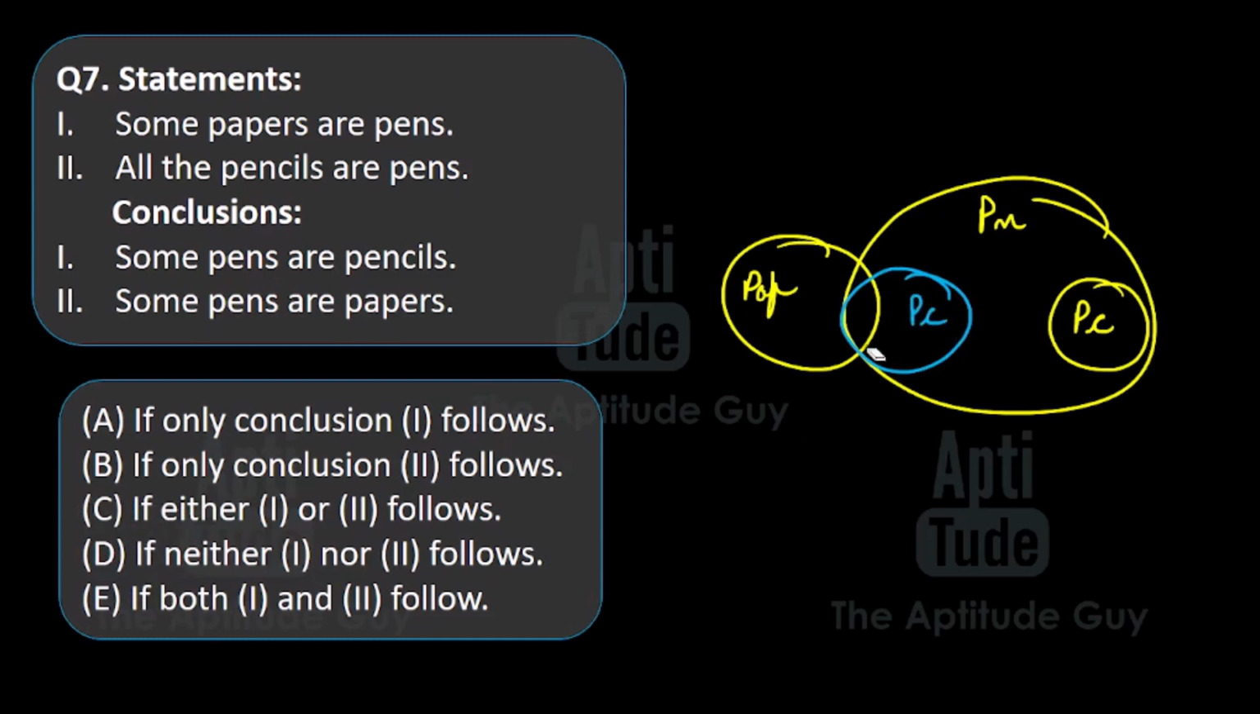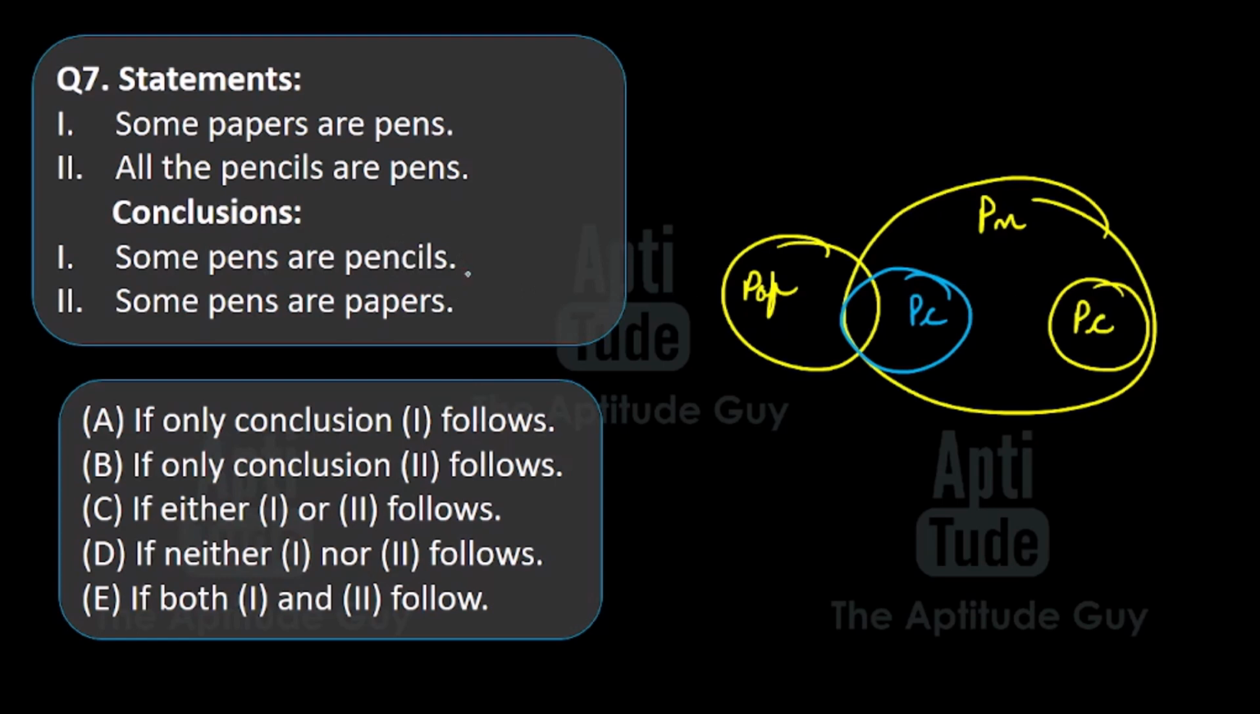In the blue one, some pencils are papers. In the yellow one, no pencils are papers. Both are possible. Conclusion 1 says some pens are pencils. Are some pens pencils? Yes, definitely yes.